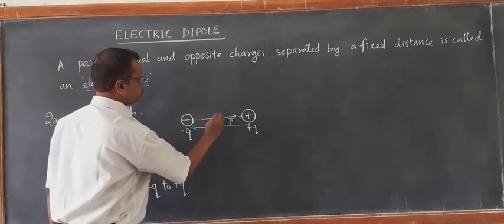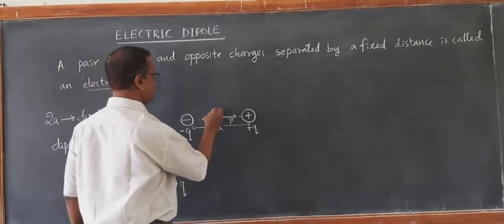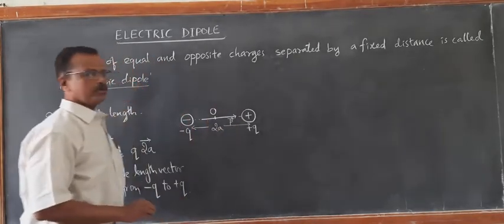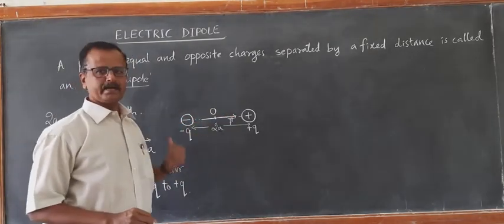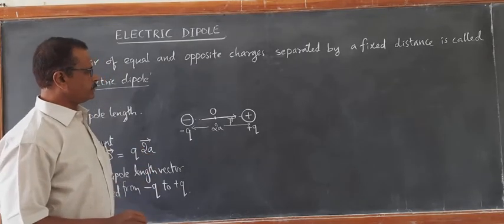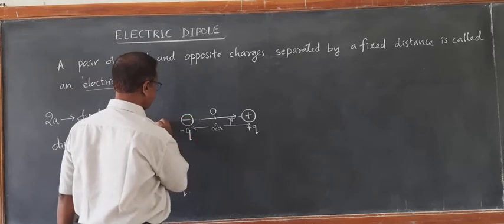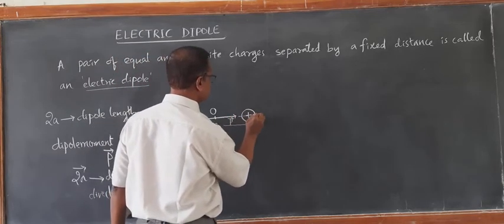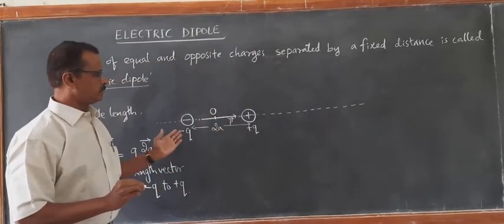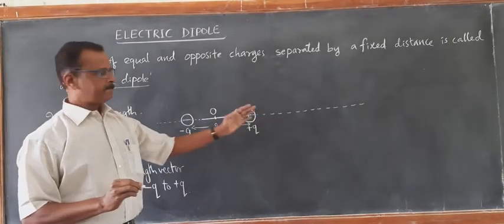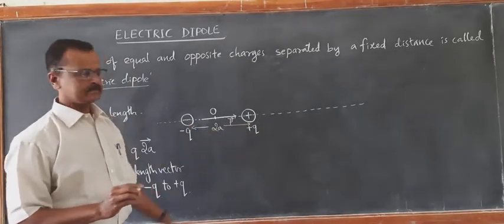Let us say the center of this dipole length is denoted by O. So O is the midpoint of the dipole length, or the midpoint of the dipole. Then we want to find out the electric field first along the axial line. The axial line is the line passing through the dipole length, along the axis. We can simply say the line along the axis of the dipole is called the dipole axis.